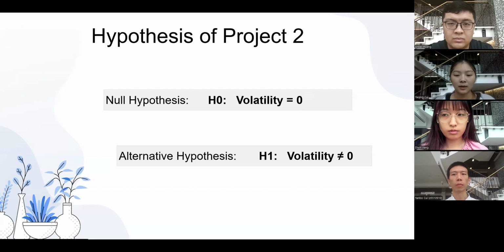Alternative hypothesis H1: volatility not equal to 0. This hypothesis suggests that the average volatility of the long-short portfolio is not 0, indicating the presence of statistically significant volatility.